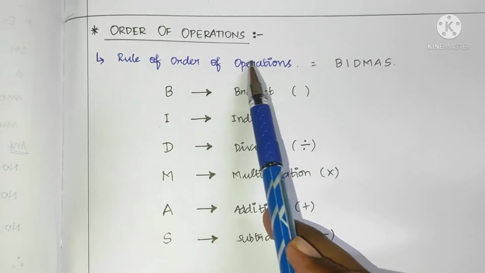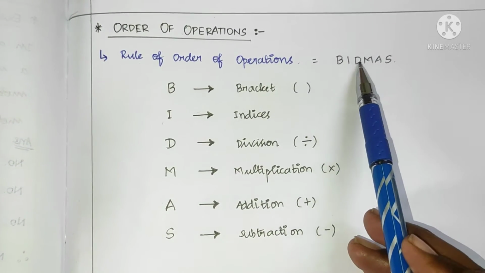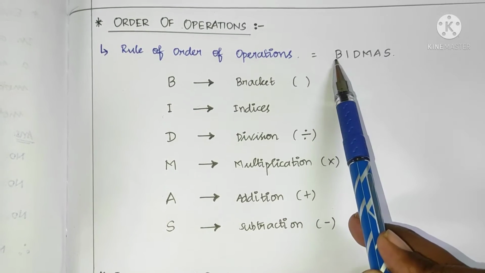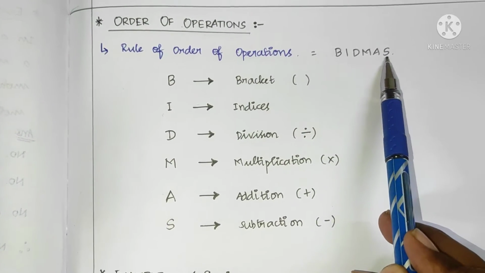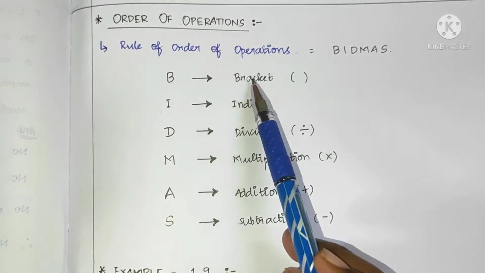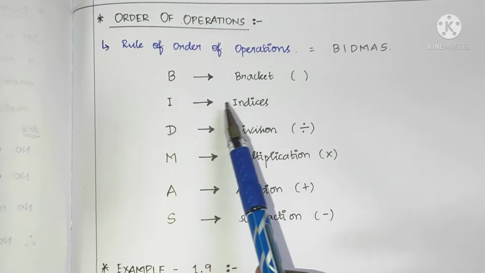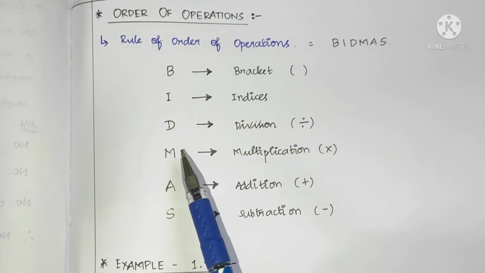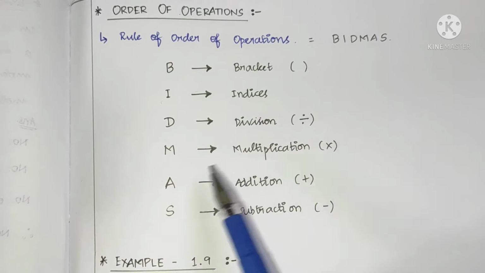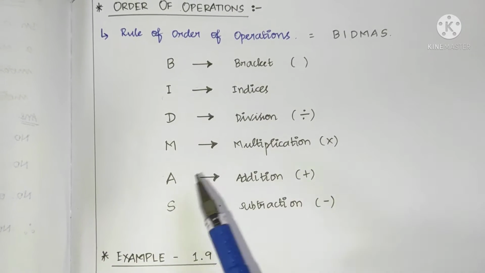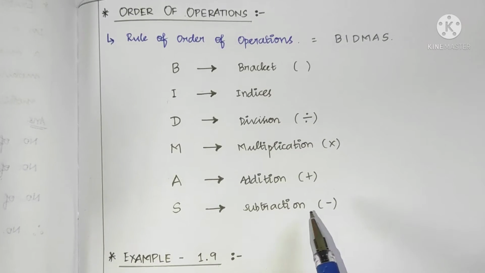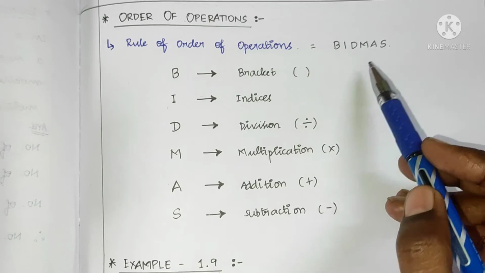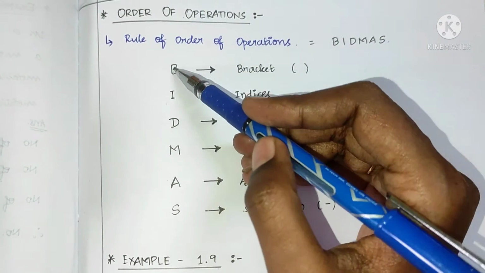The rule of order of operations is BIDMAS. First we will find the expansion for BIDMAS. B stands for bracket, I stands for indices, D stands for division, M stands for multiplication, A stands for addition, and S stands for subtraction. Now we are going to solve the given sum using this rule.